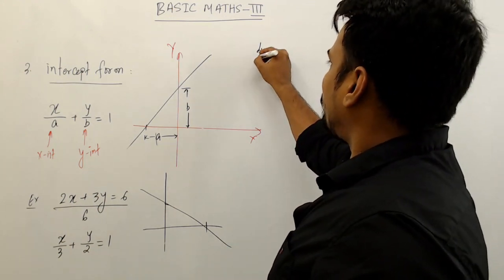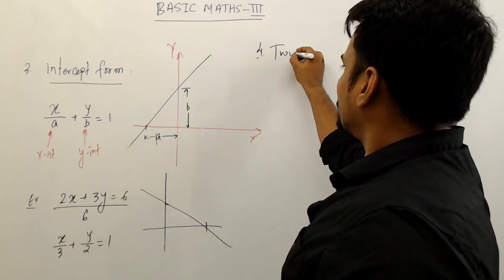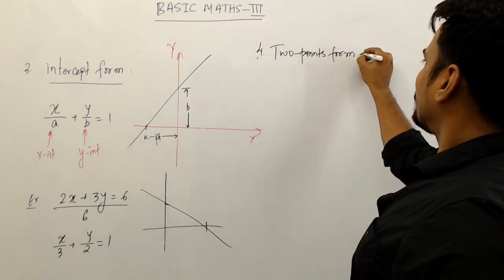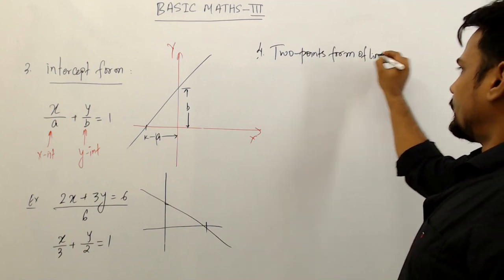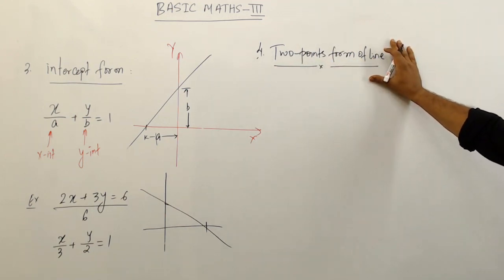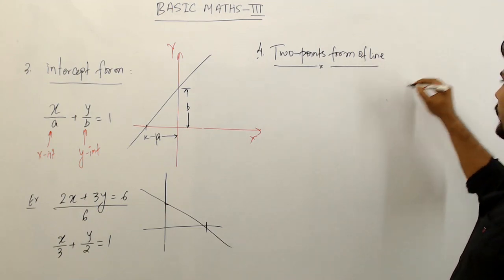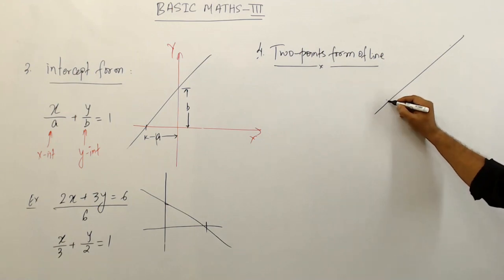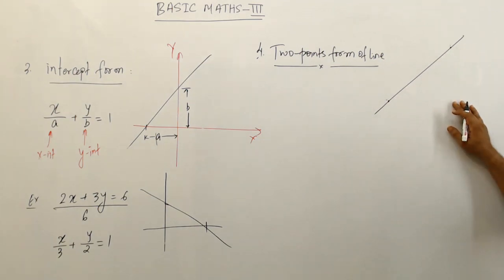Now, the third is done. Let's see the fourth form of the line. Well, I call this the 2 points form of the line. That means if I know the 2 points, I can easily find the equation of the line. The reason being, with the 2 points given, we can have just one line. So from 2 points, we can draw just the one line.